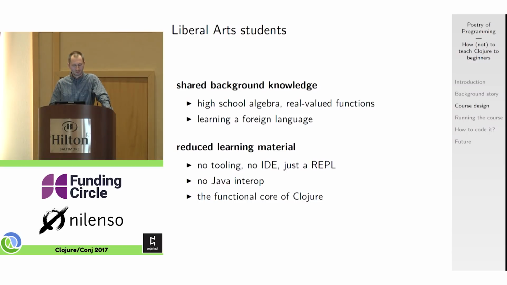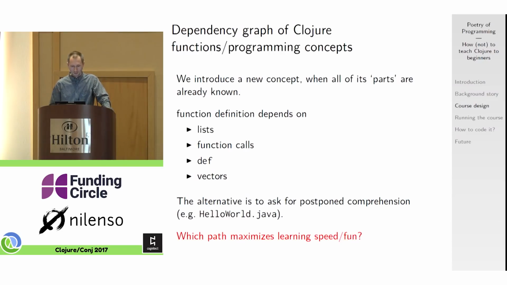Regarding the reduced material, of course, I cannot teach any tooling, no IDE, no Emacs, just a repo. And of course, the same argument applies: no Java interop, because that's another language. So that leaves the functional core of Clojure. And I started thinking that, okay, that's what I want to teach, but how exactly and in what order?